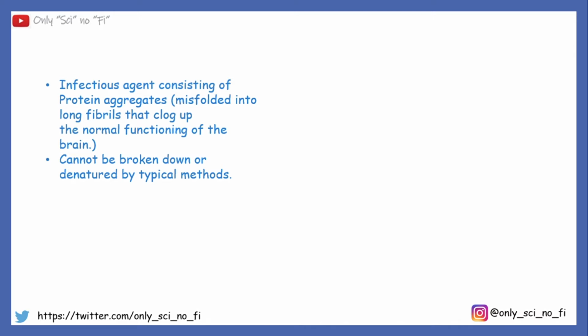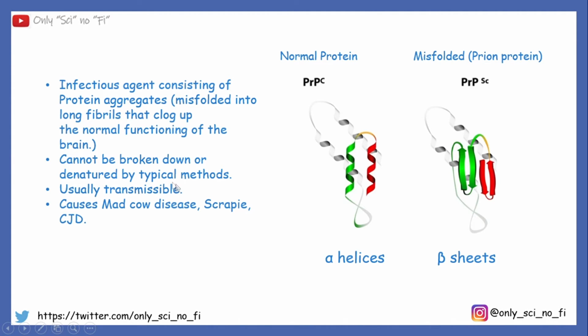Now, what are prions? These are infectious agents which usually aggregate and form insoluble complexes which escape the mechanisms that help refold and degrade the proteins. Basically, prions are usually transmissible. I'll be talking about how they are transmissible in some time. And these prions usually cause diseases such as mad cow, scrapie, and CJD.